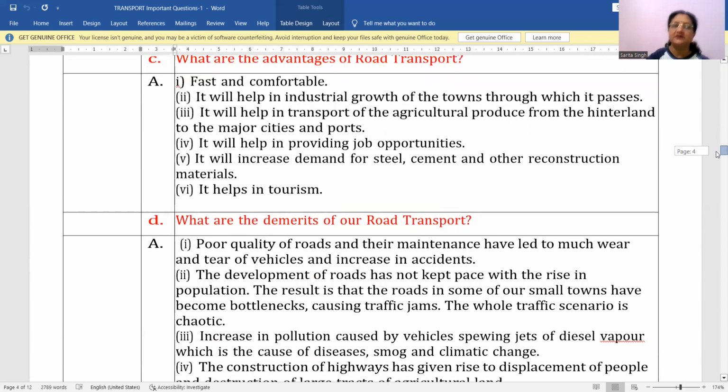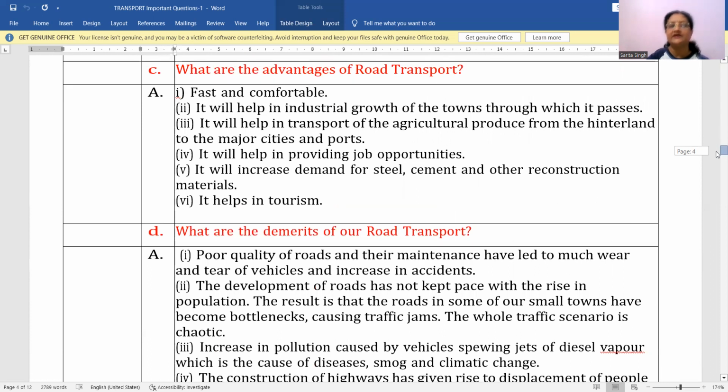Road transport is fast, it's comfortable, it will help in the industrial growth of towns. It will help in transport of agricultural produce from the production areas to the major cities and ports. It will help in providing job opportunities. It will increase demand for steel, cement, and other construction materials. It helps in tourism. Okay, so these are all the points.